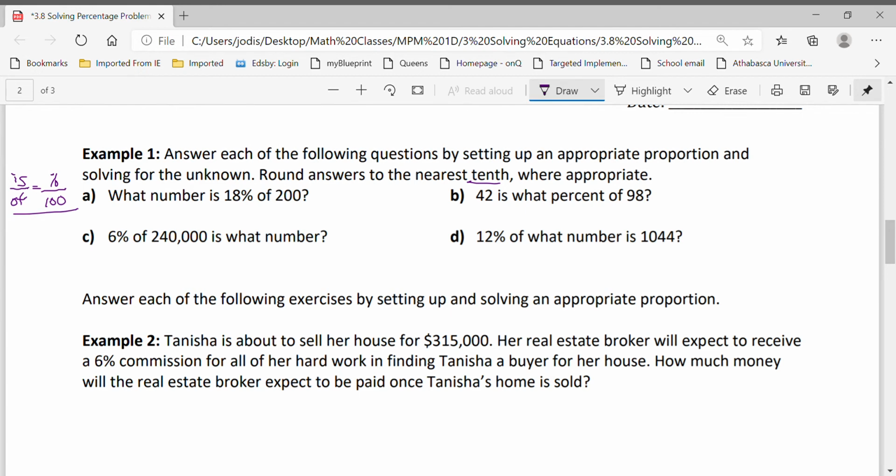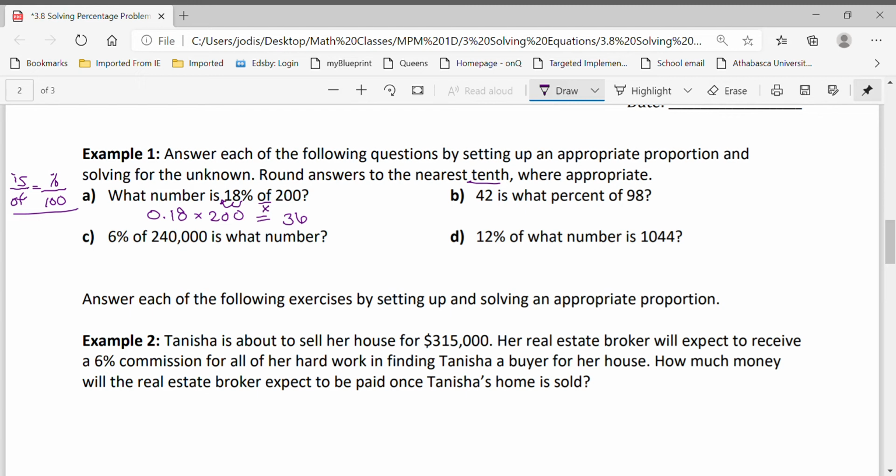So what number is 18% of 200? There's a really easy way to do this. We can change 18% to a decimal, right? Move the decimal place over 2. So we get 0.18. And then of means multiply by 200. Right? 0.18 times 200 is 36. So 36 is 18% of 200. That's a lot easier way than writing proportions.